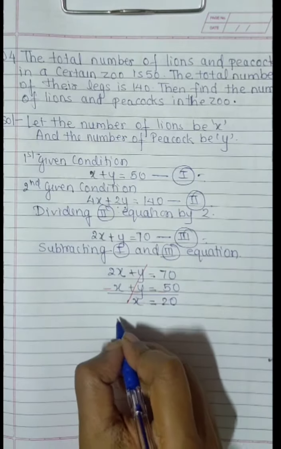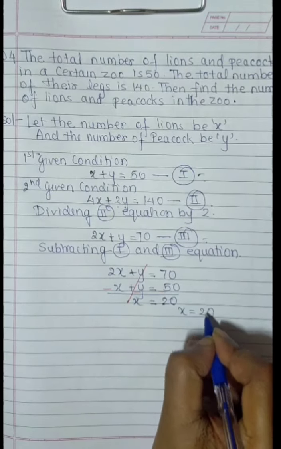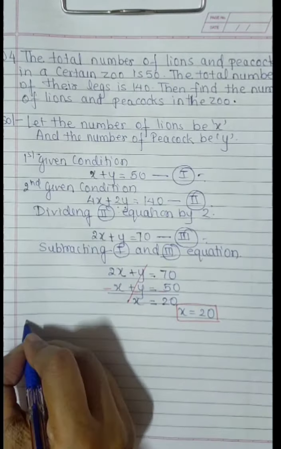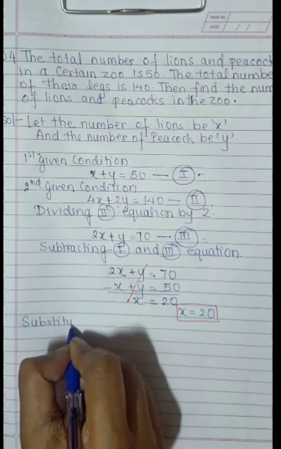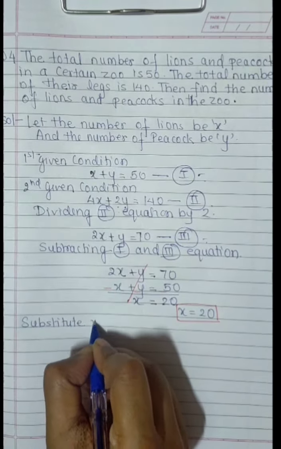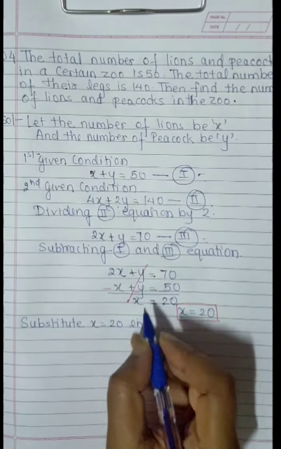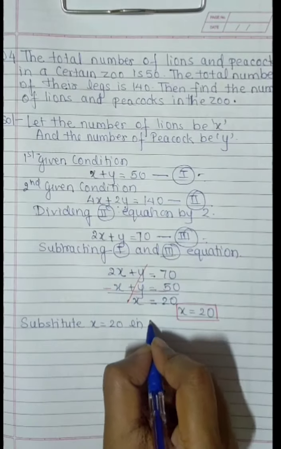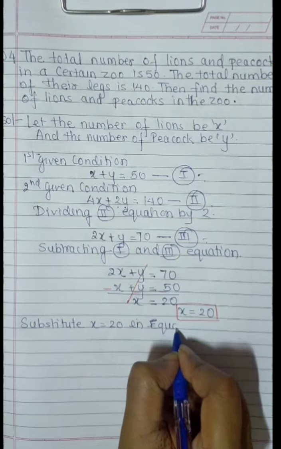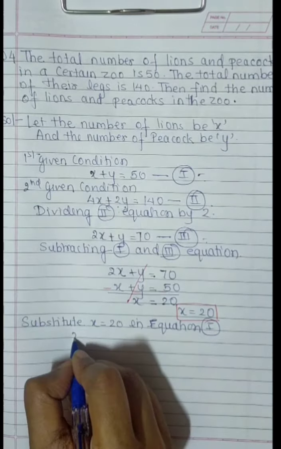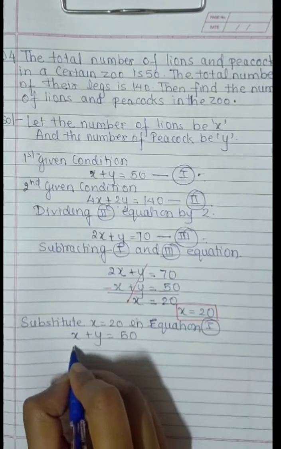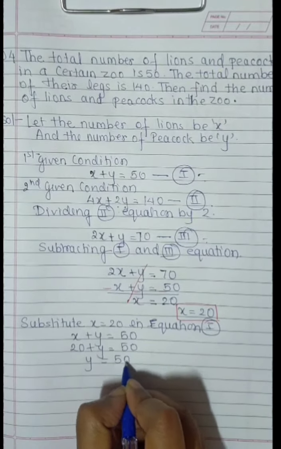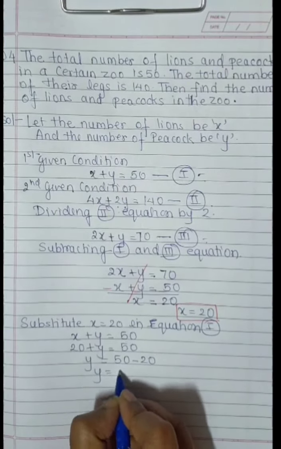We got the value of x is equal to 20. Now we are going to substitute the value of x in one of the equations. We are going to substitute the value of x in the first equation. In equation first, x plus y equal to 50, 20 plus y equal to 50. Now y equal to 50 minus 20. Now we got y as 30.